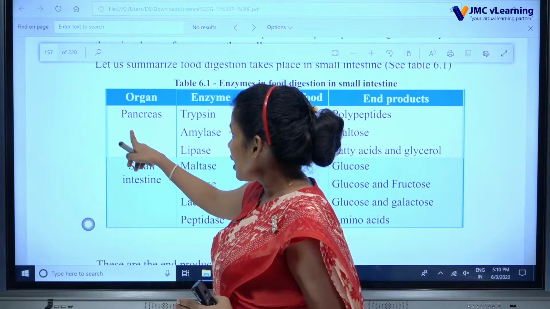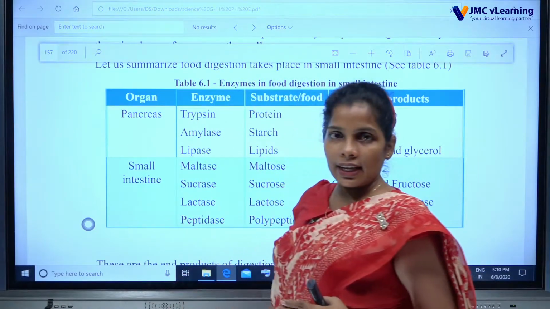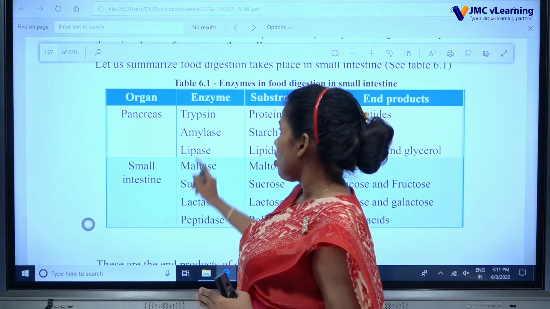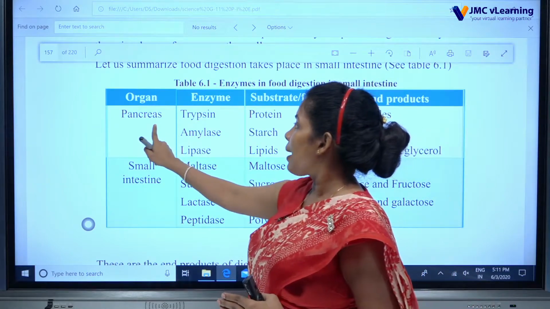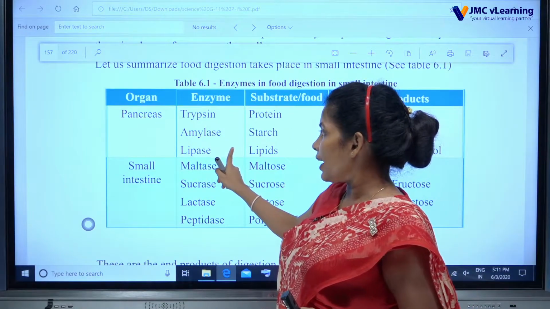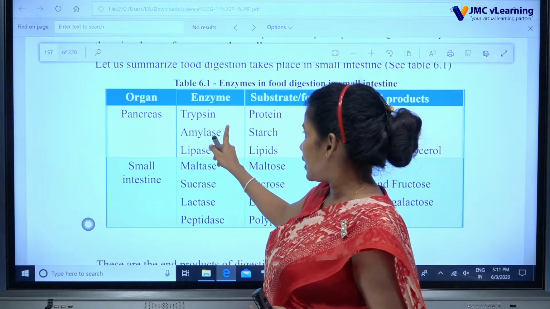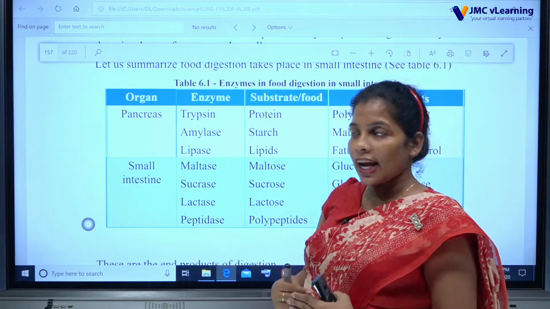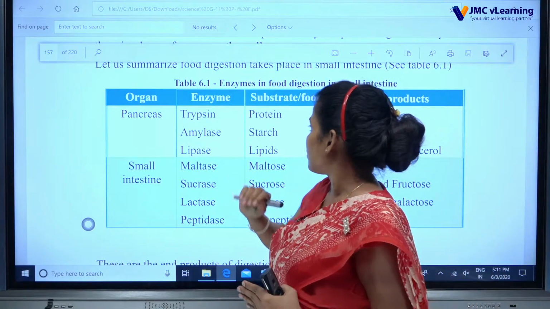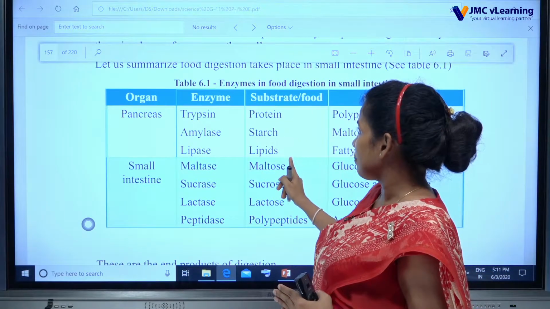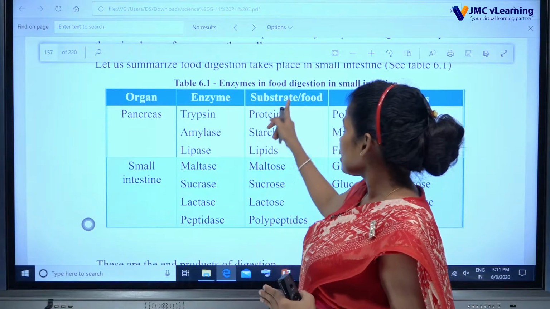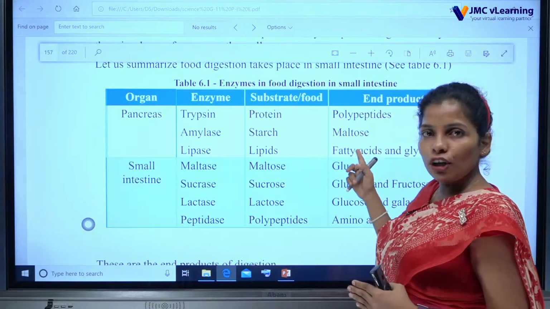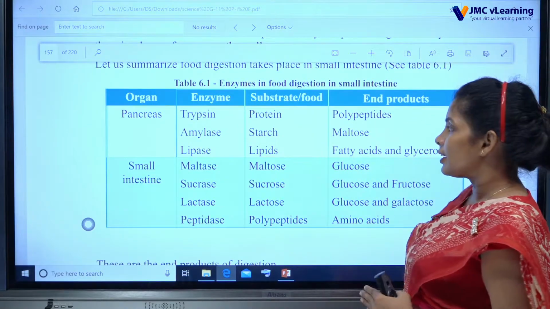What are the organs? Pancreas and small intestine. There are two organs here. What are the enzymes in the pancreas? Trypsin, amylase and lipase. What are the substrates these enzymes affect? Protein, starch and lipids. And what are the end products? Polypeptides, maltose, and fatty acids and glycerol.